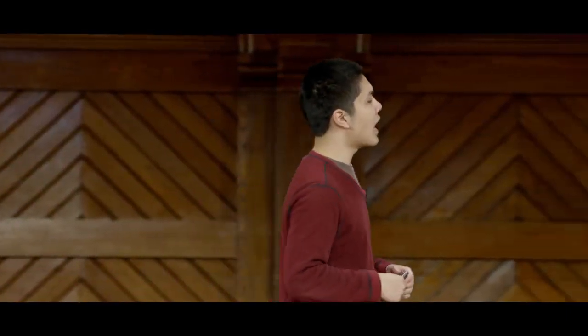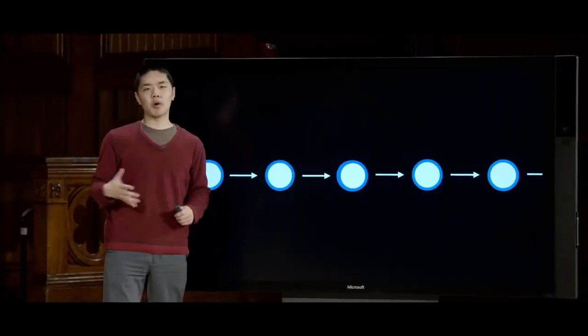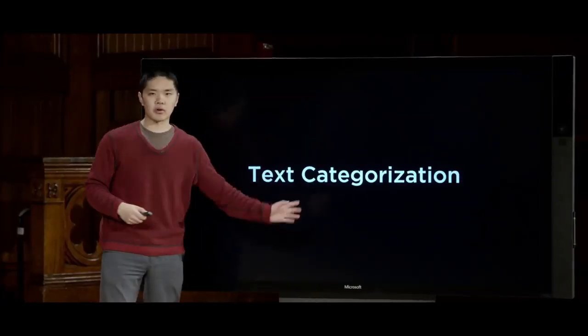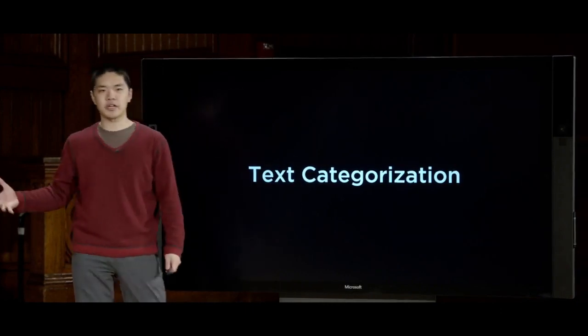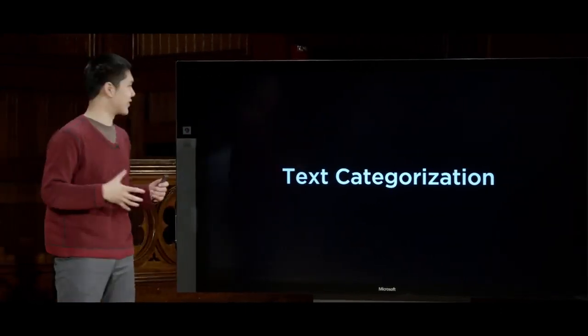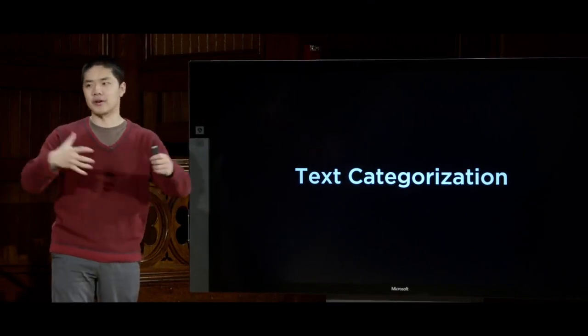So we'll now take a look at a couple of other tasks that we might want our AI to be able to perform. And one such task is text categorization, which really is just a classification problem. And we've talked about classification problems already, these problems where we would like to take some object and categorize it into a number of different classes.